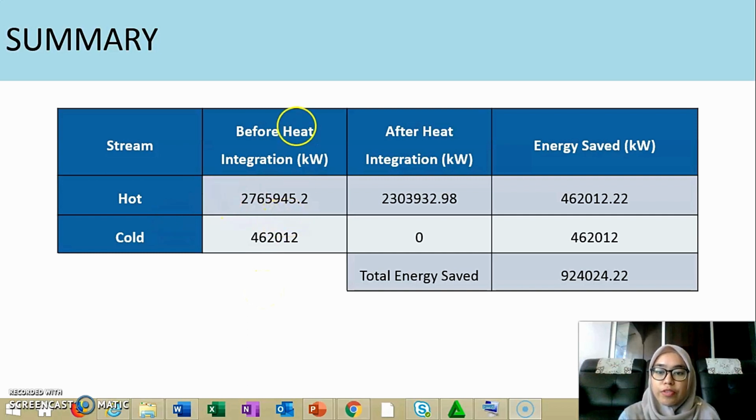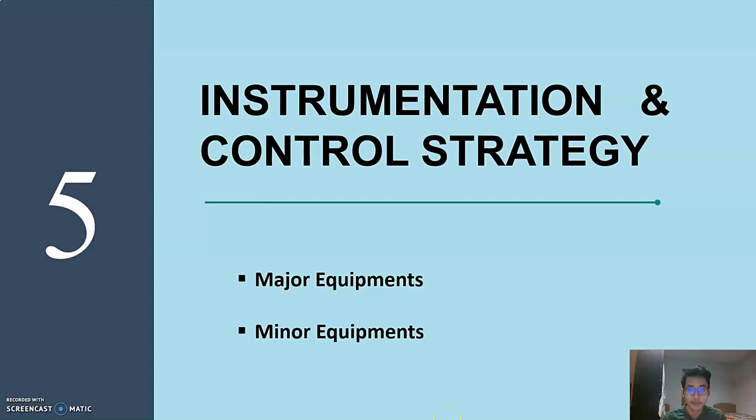For the cold stream, before heat integration, we have 462 megawatt. However, for the cold stream, after heat integration, we have 0 megawatt. This is because we have removed the heater, so there is no longer hot utility on the cold stream. So the energy saved here is 462 megawatt, which is the same as the energy saved for the hot stream. So in total, the energy saved is around 924 megawatt.